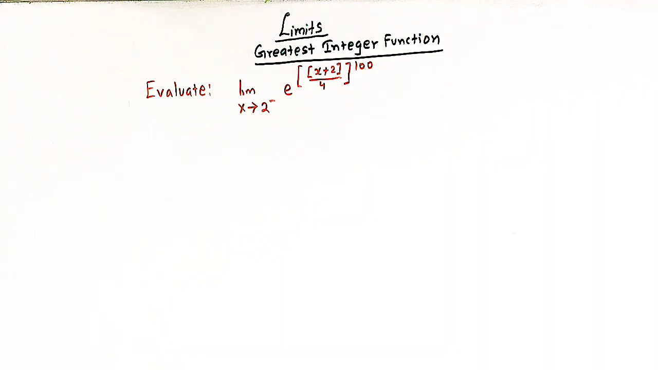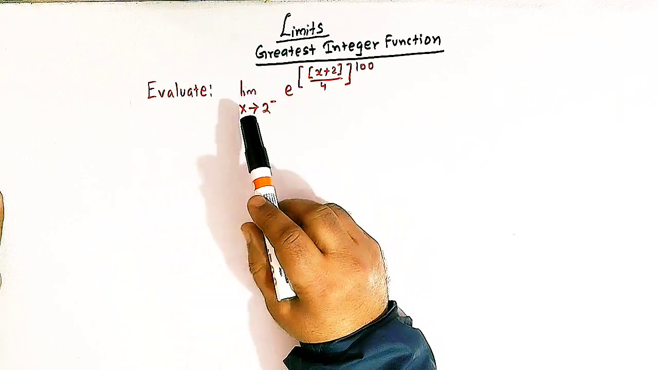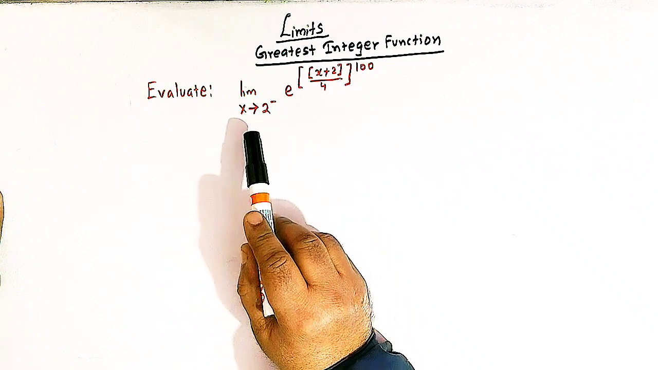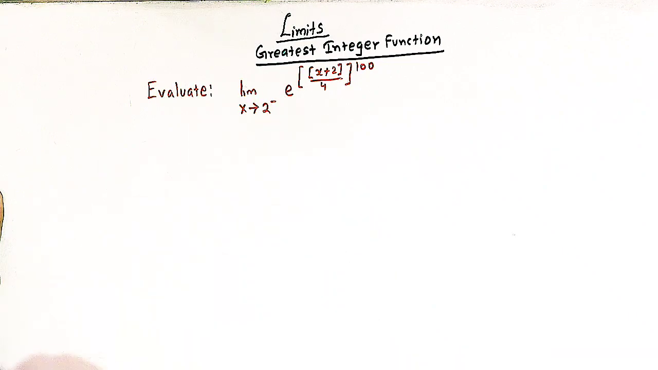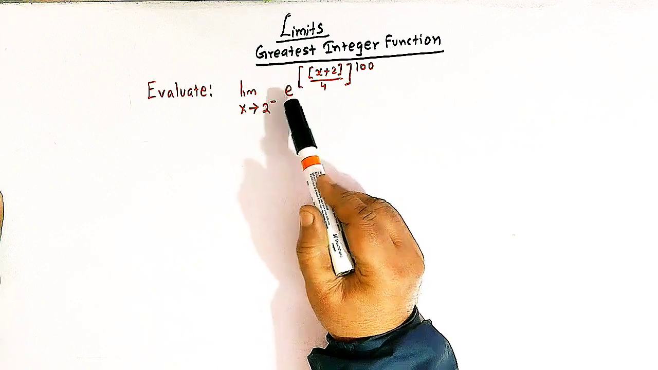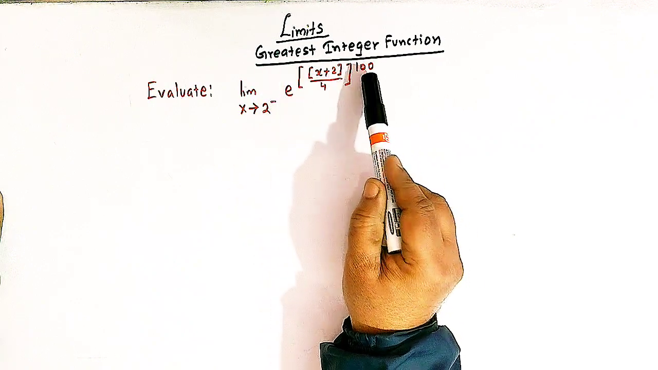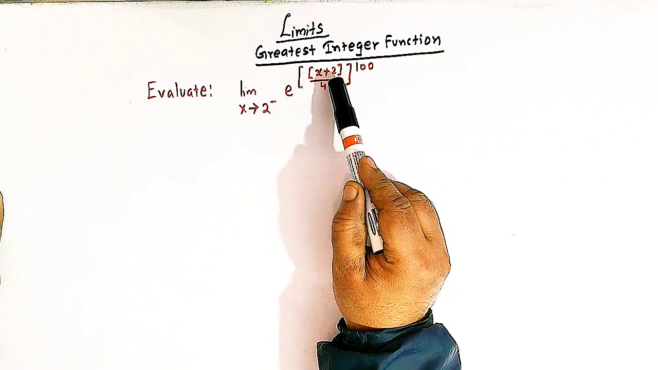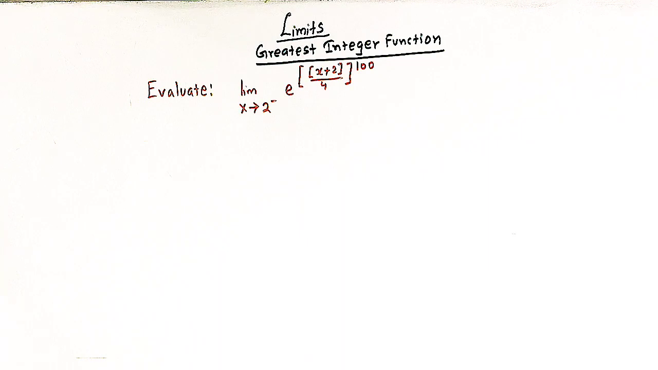Hello viewers, in today's session we are going to discuss yet another important and very conceptual problem from limits involving the greatest integer function. So here we have to evaluate this limit, that is limit x tends to 2 minus. Here the negative sign shows that we have to find the left hand limit of this function, which is e raised to the hundredth power of greatest integer of (x plus 2) divided by 4.